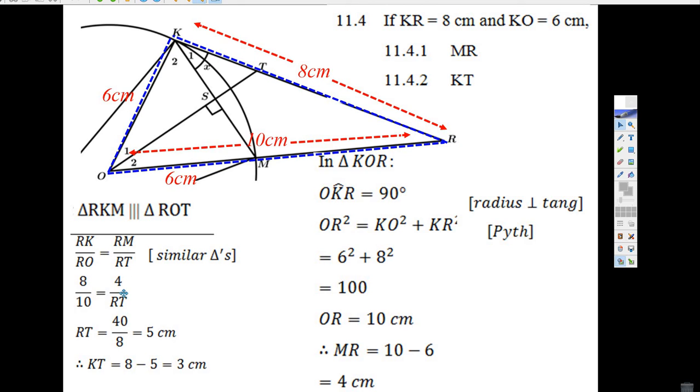Well, I know that RM, which we figured out is 4, goes with RT. Well, I just solved this. I multiply by RT up here. 10 times 4 divided by 8. RT is 5 centimeters. Then this KT must be 3 centimeters, because 8 minus the 5 equals 3 centimeters. And there you go. We just did that question that looked really hard. But if you just calm down and put a line on where they say KR is, put a line on KO, you're looking at the triangle that you have to figure out. And there you go.